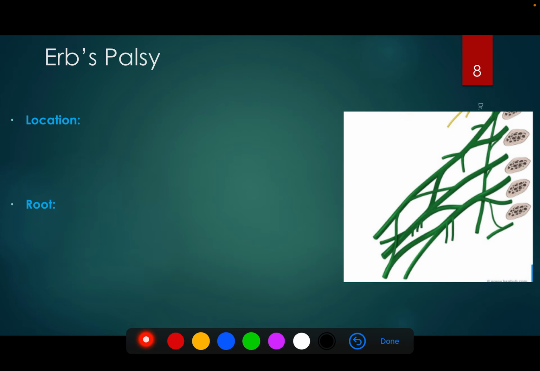Okay. Now let's go to Erb's palsy. First of all, let's know about Erb's palsy. What is the location of Erb's palsy? To know the location, let's make the picture like this. This picture has these two roots going like this, dividing this way. One nerve comes over here, next nerve comes over here, right? So this is my C5 and this is my C6. This point is called the Erb's point.